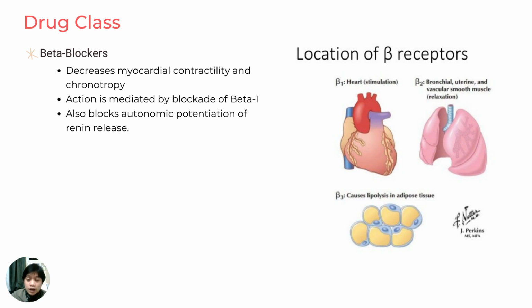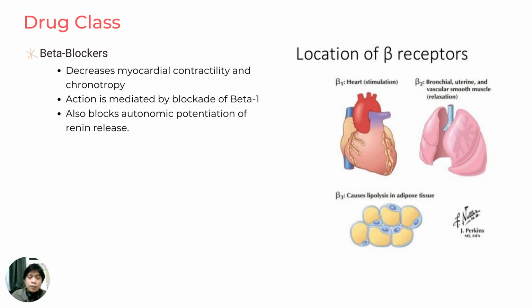such that when we block that beta 1 receptor in the heart, there is a consequent effect of decreased myocardial contractility. So the action of the heart muscle in its contraction decreases, and this translates as a decrease in stroke volume and therefore a decrease in cardiac output and blood pressure.